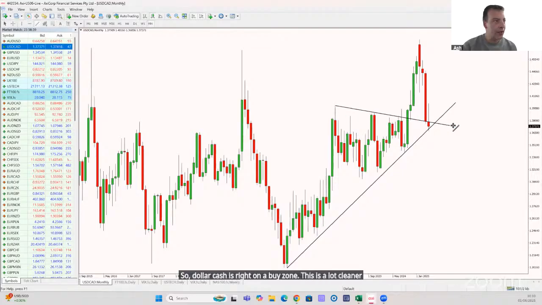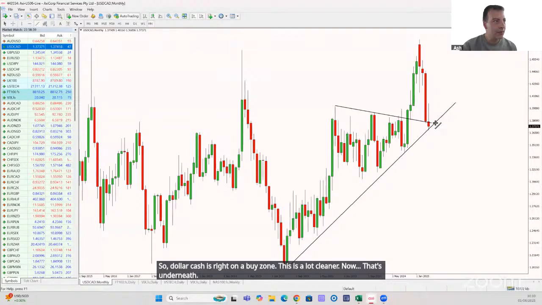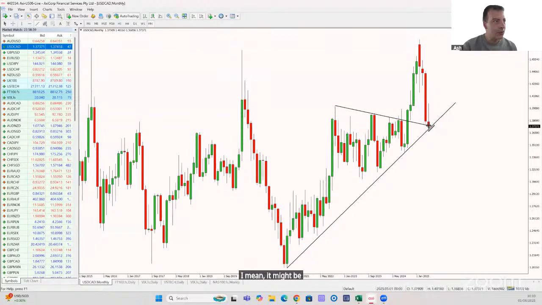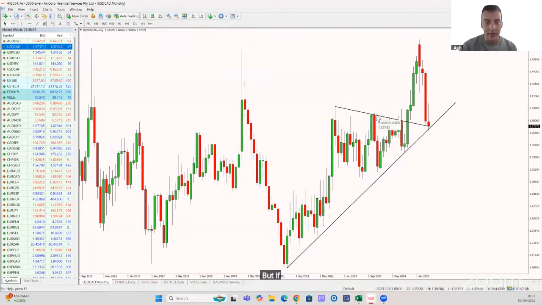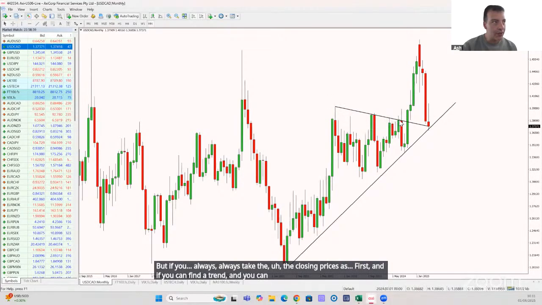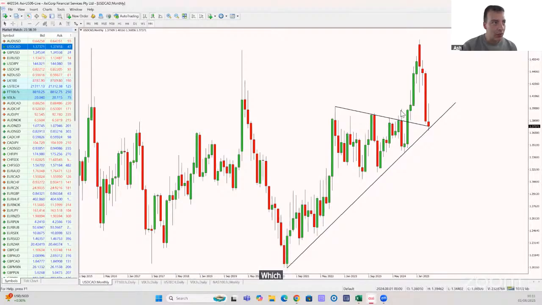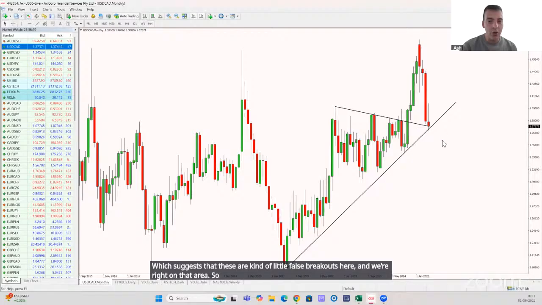Now that's underneath. I mean, you could draw it there instead. This zone's a bit more questionable. But if you always take the closing prices first, and if you can find a trend, and you can, look, there's closing prices here and there's closing prices here with this touch, which suggests that these are kind of little false breakouts here, and we're right on that area. So here's a buy zone on the dollar CAD.